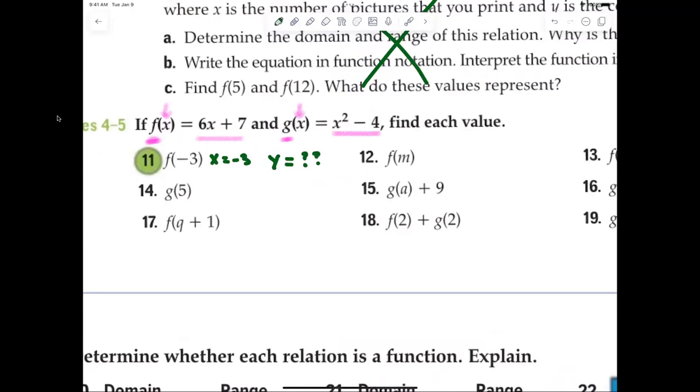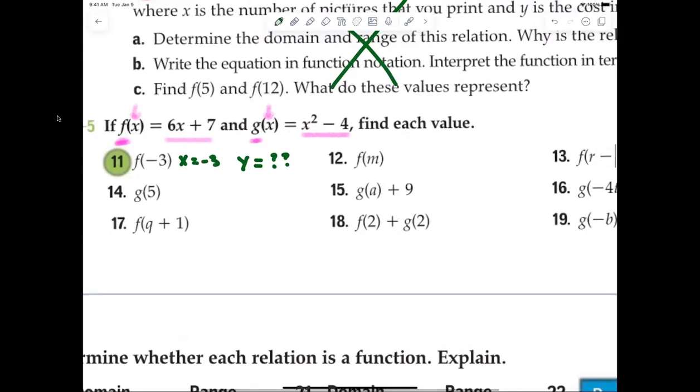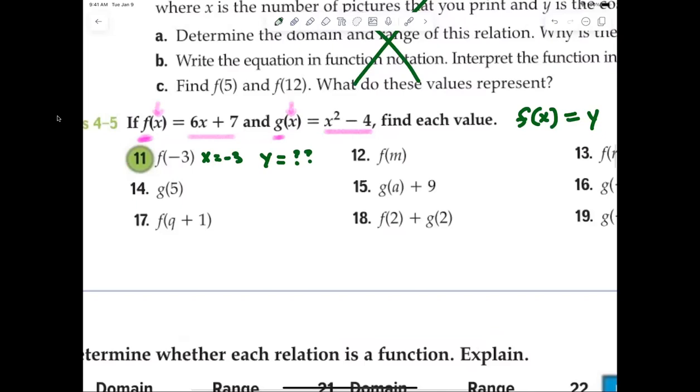So how do I figure out what Y is? F of X, I want you to put in your notes, F of X means Y. F of X is equal to Y. All right, and I'll go into more details, but no daydreaming right now. None. F of X equals Y. So in this position, I'm going to plug -3 in for X. I'm going to draw an arrow.